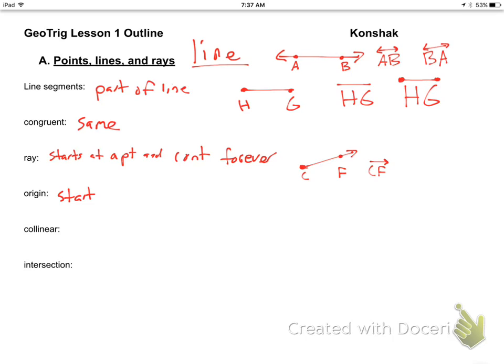A ray starts in a place, goes on forever. Lines go both ways and forever. Okay? So the origin is a starting place. If I was actually talking about two-dimensional graphs, which we all know how to do already, that would actually be what point? (0, 0) would be the origin in an xy plane, right?